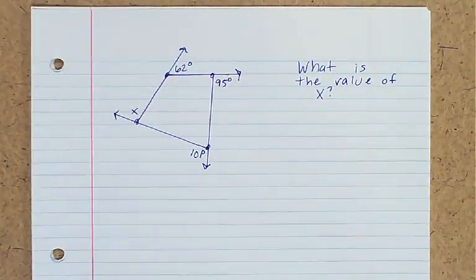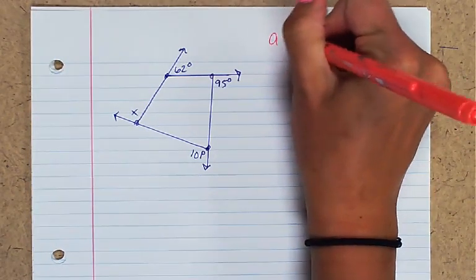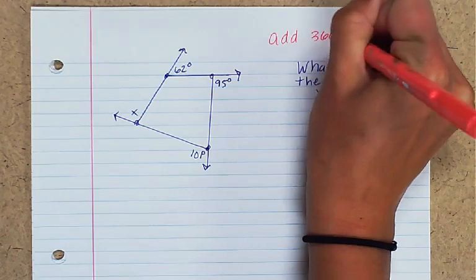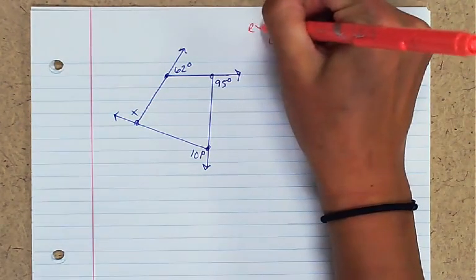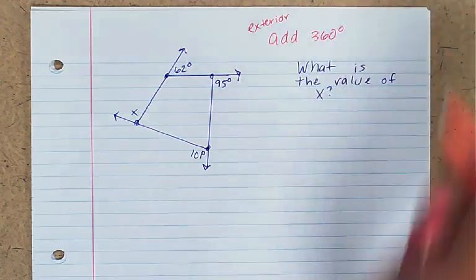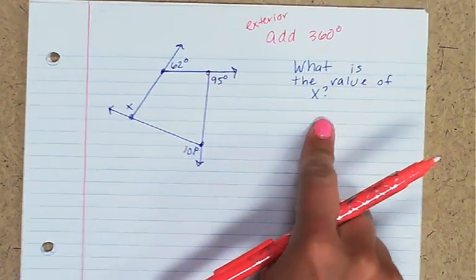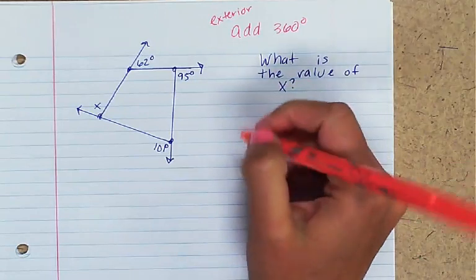When looking at the exterior angles of polygons, they always add to 360 degrees, no matter how many sides there are. Again, this is for exterior angles. They always add to 360. So this one is saying, what is the value of x?